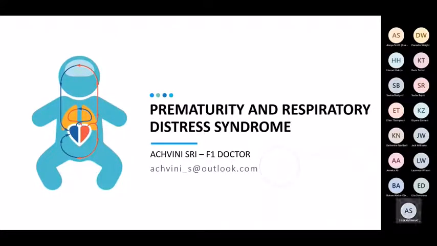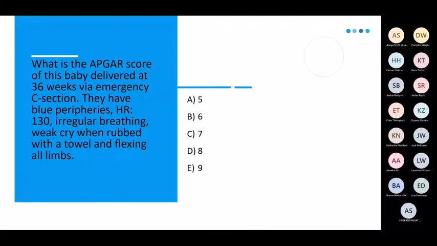Cool. So this is the last case for this module. We're going through prematurity and respiratory distress syndrome. So first SBA: what is the Apgar score of a baby delivered at 36 weeks via emergency C-section? They have blue peripheries, a heart rate of 130, irregular breathing, a weak cry when rubbed with a towel, and flexing all limbs.